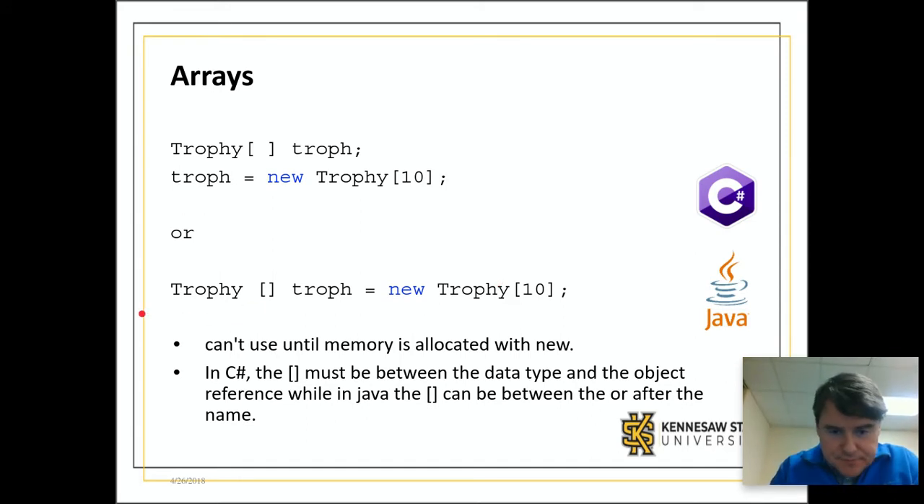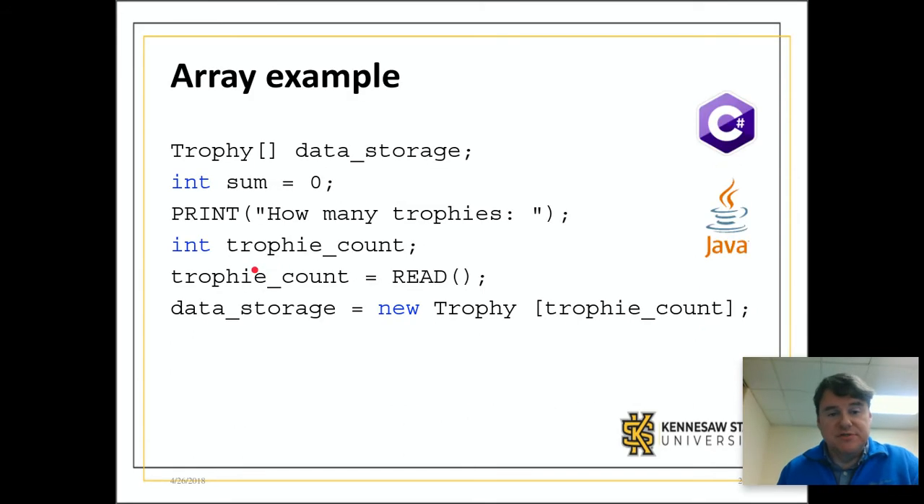You can't use it until you do this. You can do these two statements separately, which is what's happening up here. One is declaring that we're going to do it, and the second one is actually creating it. But until you do this second line, it doesn't work. You can't just do the first and then start assigning things to it. You will get an error. The exact syntax of where you put these changes from C# to Java, and that's just ever so slightly annoying.